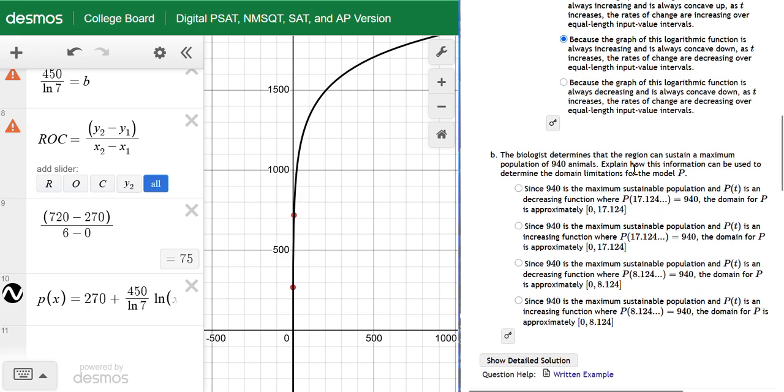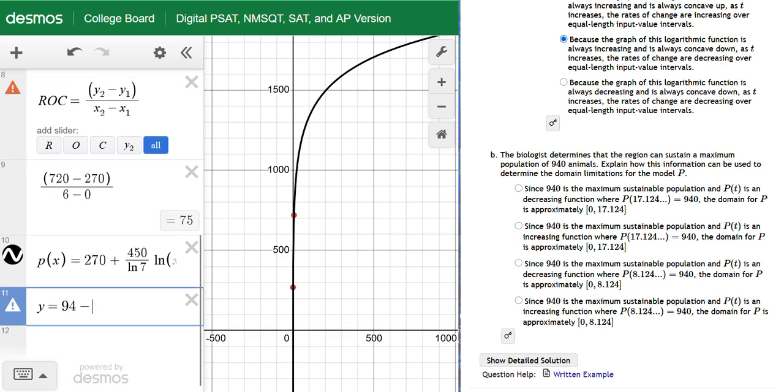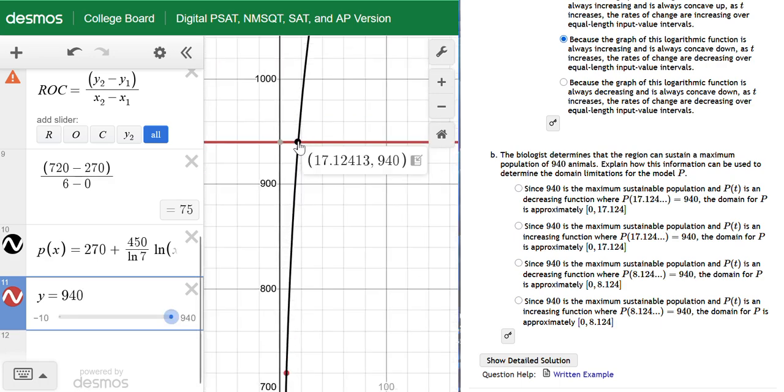Finally, the last one is if the population is a max of 940, what I need to do is look on my graph when y is equal to 940. I can cut this off and zoom in. This right here is the maximum value for my t input. So I see here it's between these first two. Well, I know that my function is increasing always. It's going up and to the right.